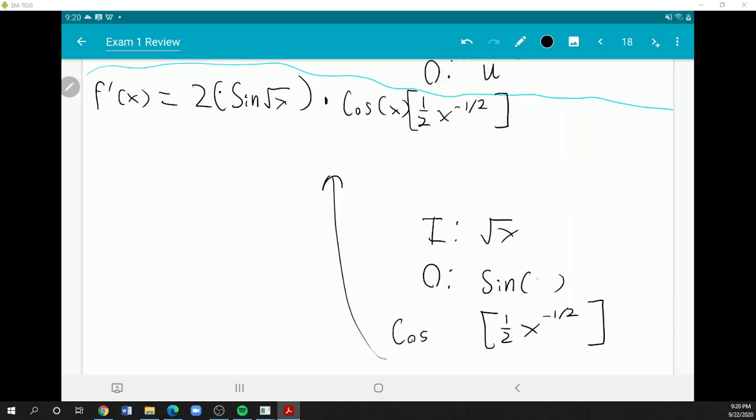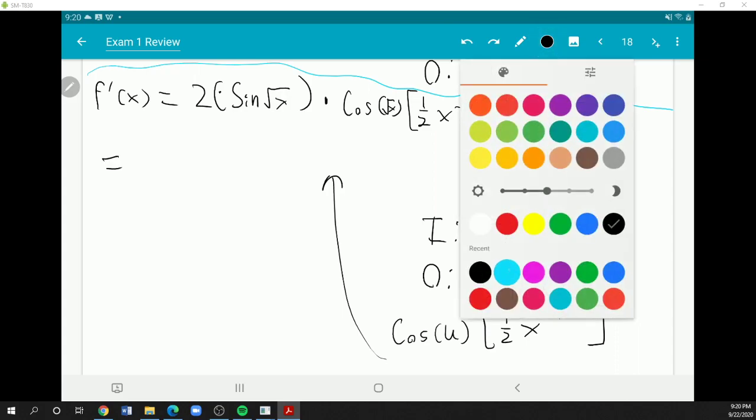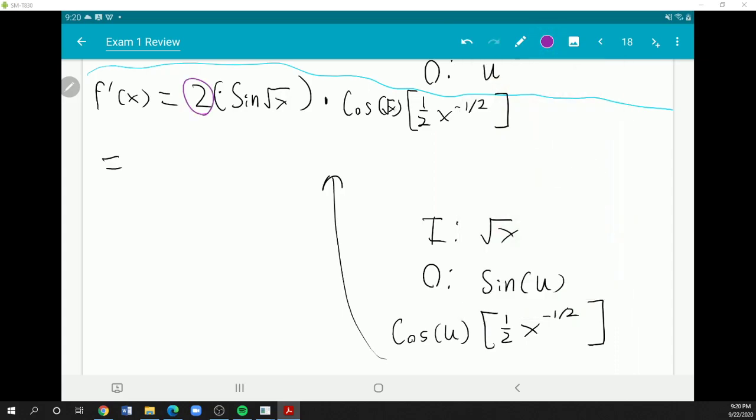Yeah, so this becomes a u, cosine u, but that was root x. Something looked off. Root x. So I have 2 times 1/2. Let me pick different colors. I have 2 times 1/2, so those cancel.